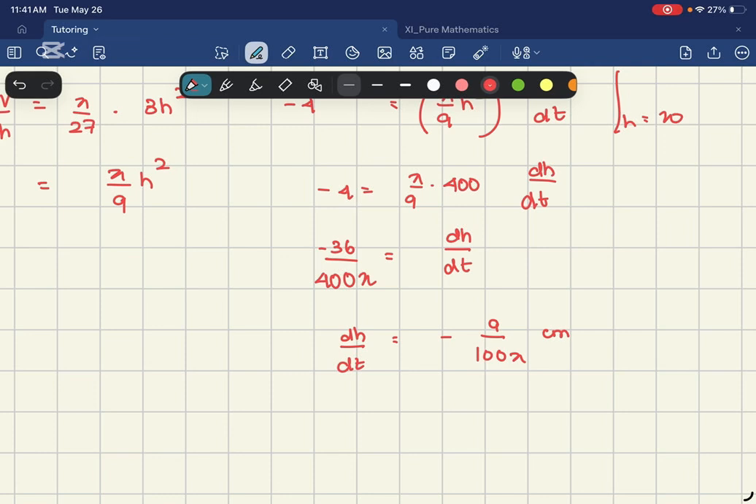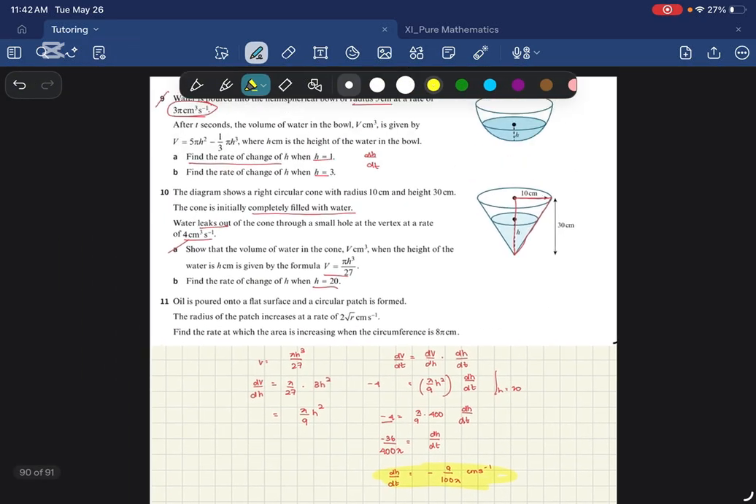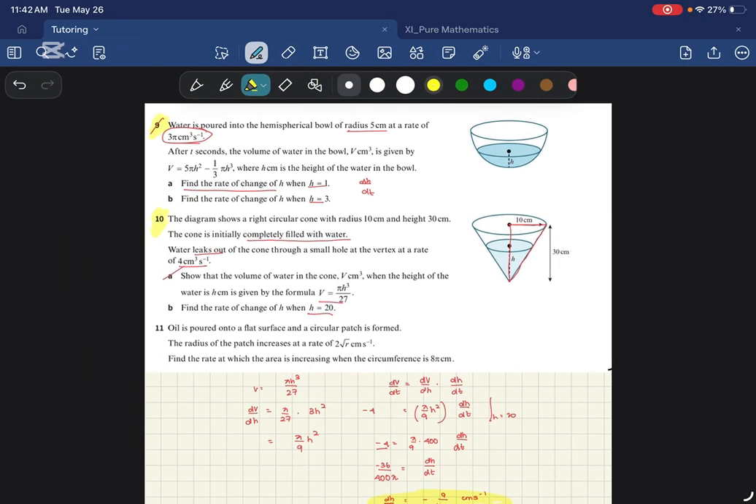And remember, h is one-dimensional. Height is in just one dimension. So the unit of height is centimeter, so it has to be centimeter per second. And it has to be negative, because we are substituting a negative value here. So your final answer is this expression: negative 9 over 100 pi centimeters per second. And that is it. We're done with question 9. Done with question 10.